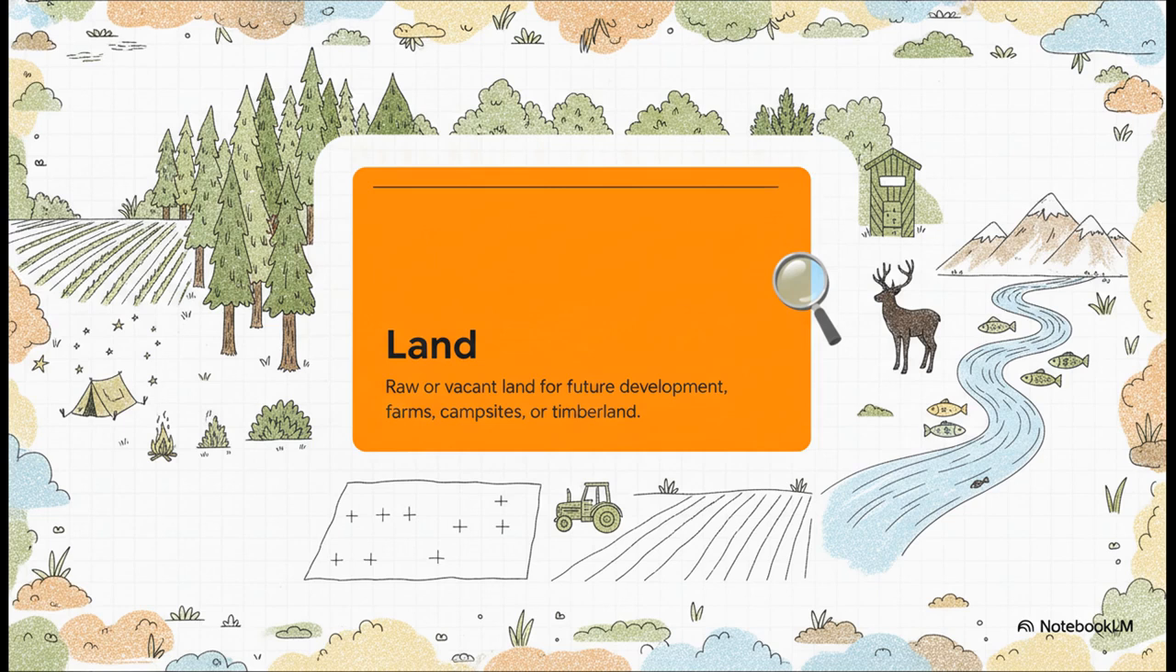Finally, we reach our 5th category, straight-up land. You can think of this as the great blank canvas of the real estate world. It's raw or vacant land purchased for future development. It encompasses active farms, vast tracts of timberland, rural campsites, hunting and fishing lands, or just completely undeveloped wilderness.